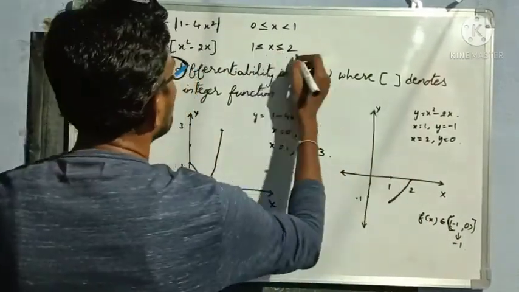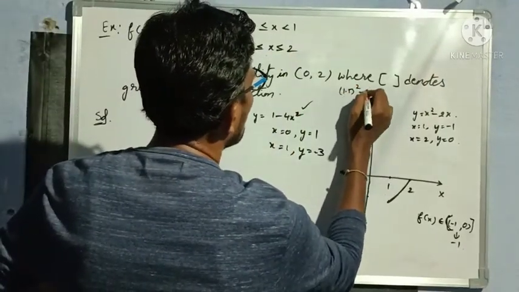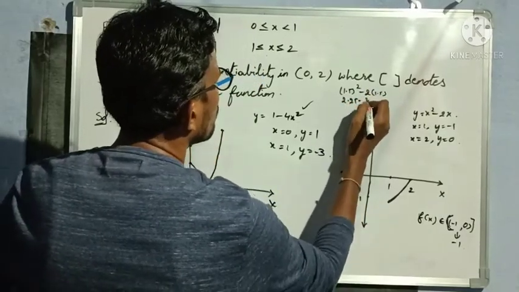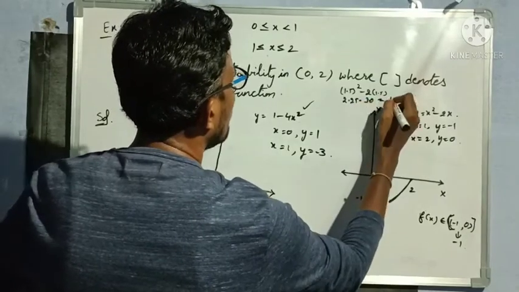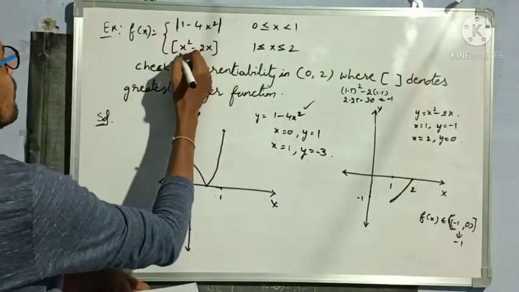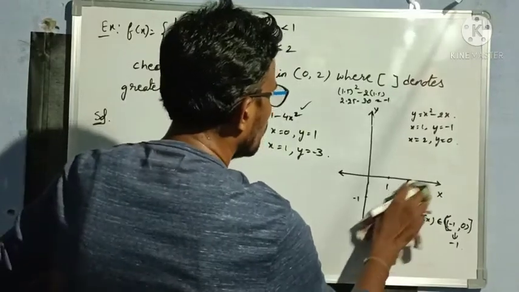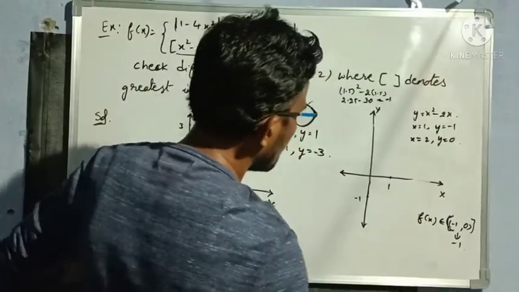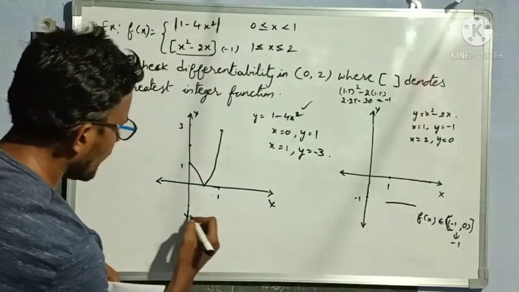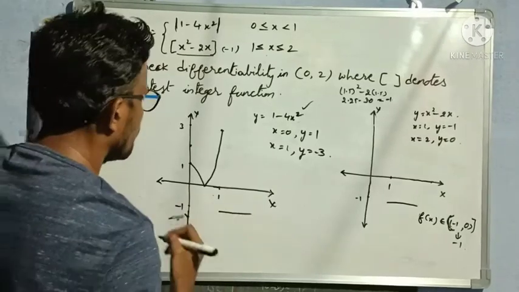Suppose I want to take one number in between 1 and 2, that is 1.5. So if I take 1.5 whole square minus 2 into 1.5: 1.5 whole square is 2.25, minus 2 into 1.5 is 3. So anyhow we are getting minus 1 point something, means minus 1. So the value of this function is minus 1, a unique value. Greatest integer function means unique value. So the graph will be changed like this now. The same graph if I draw here from minus 1, yes, the graph will be like this.